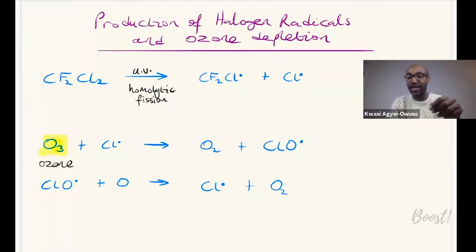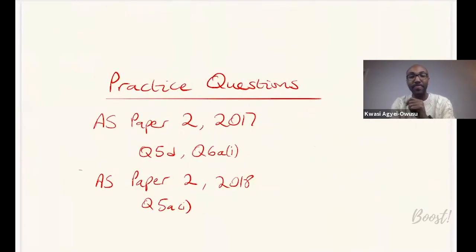I think the next thing to do is to look at some practice exam questions. And in today's session, we're going to be looking at AS paper 2. We're going to look at the 2017 paper and questions 5D and question 6A part I. And we'll also look at paper 2 from 2018 and question 5A part I. I have shared both papers with you in the chat box if you want to open the papers. There is a data booklet in the chat box as well.